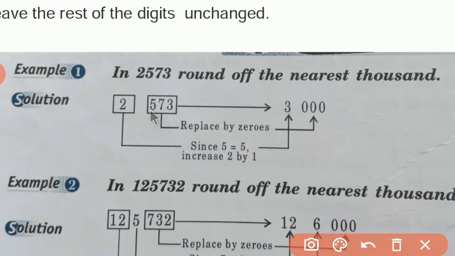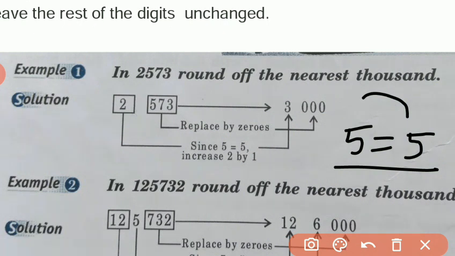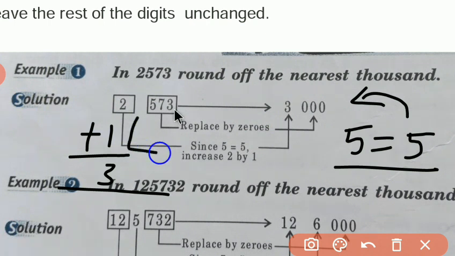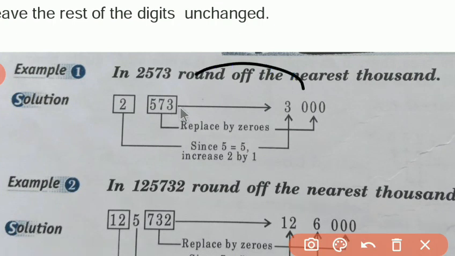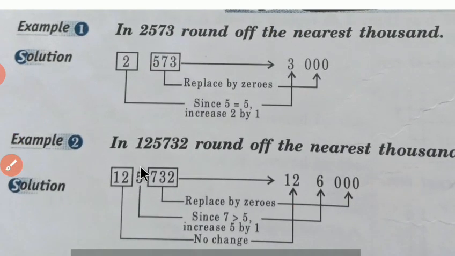First we have to see the hundreds digit. You can see that here the hundreds digit is 5. Since 5 is equal to 5, we will increase the thousands digit by +1. So 2 + 1 is 3, and in place of 573 you have to write 000 because we have to round off to the nearest 1000. So you can see that 3000 is nearer to 2573. Let us see the second question.